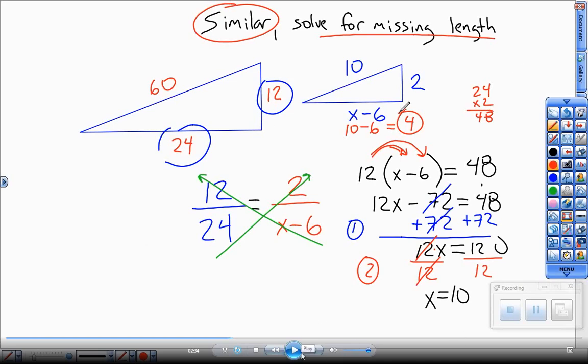Third word is get. Alright, second problem. This one's harder because you will have to double distribute. Makes it tough.